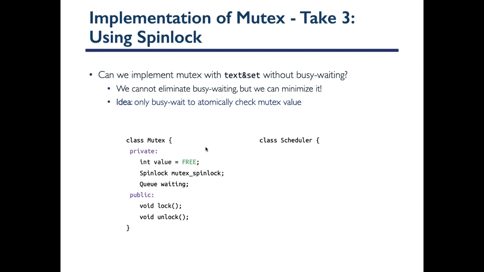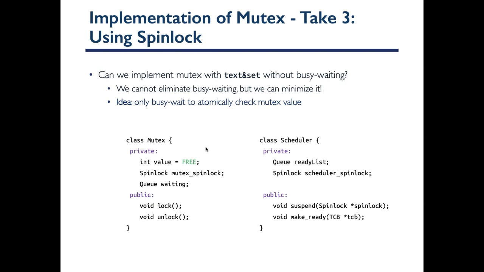Now, this is the first time you're seeing this one. We're going to introduce a class called scheduler. And this scheduler is going to have the ready queue, and it has its own Spinlock. So this scheduler also has the Spinlock to protect this ready queue, this ready list. And it has 2 functions, a suspend, which puts a thread to sleep. The thread that calls suspend will go to sleep. And then it has another one that we call make ready. It's going to make a new TCB ready to execute.